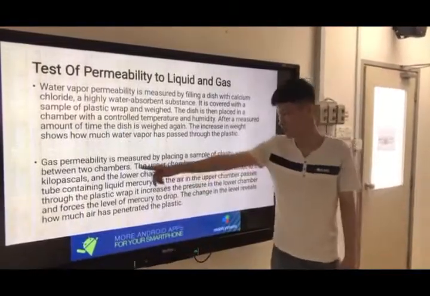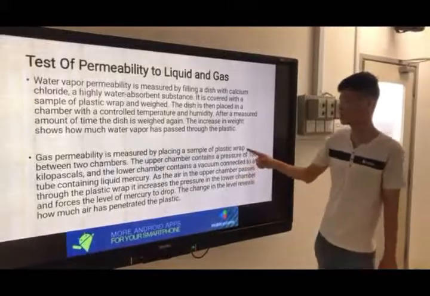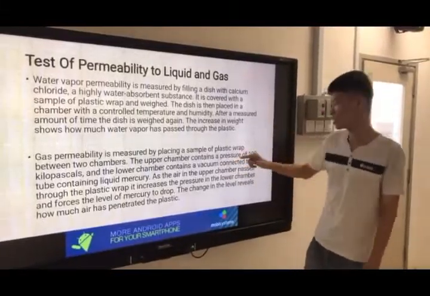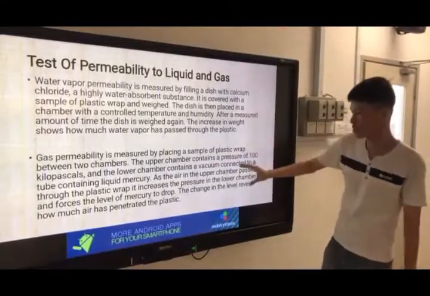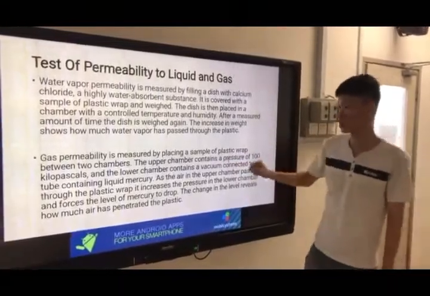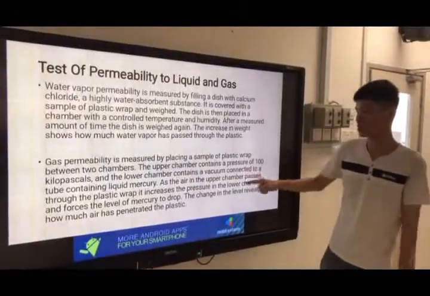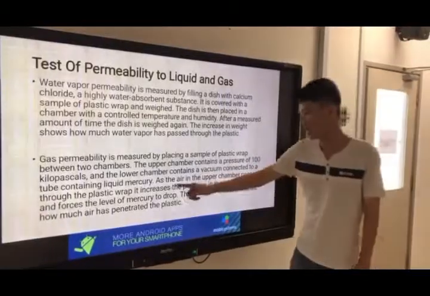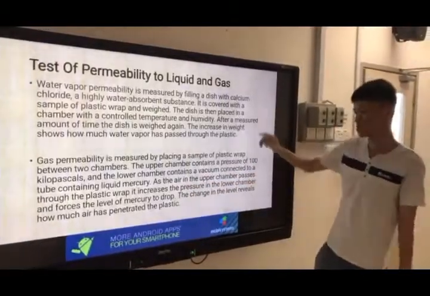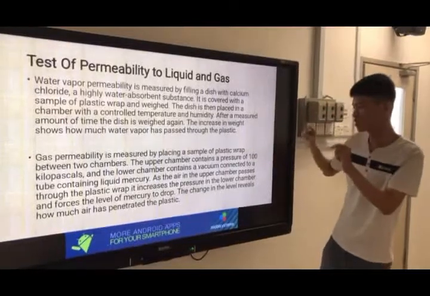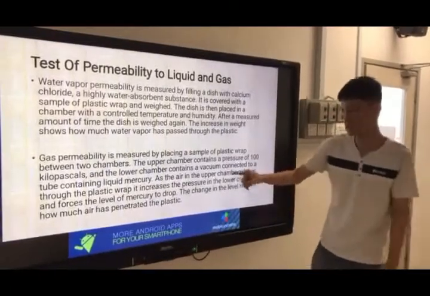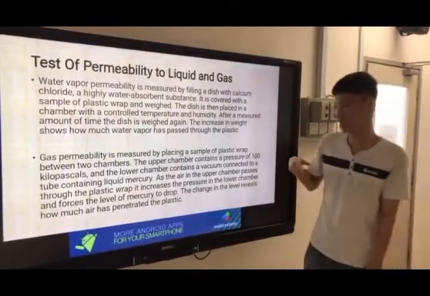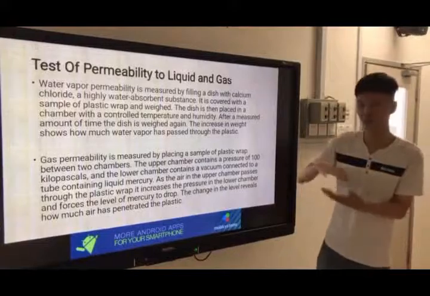And then for the second test, the gas permeability. The gas permeability is measured by placing a sample of plastic wrap between two chambers. The upper chamber contains a pressure of 100 kilopascal, and the lower chamber contains a vacuum connected to a tube containing liquid mercury. The liquid mercury is very sensitive to pressure. As the air in the upper chamber passes through the plastic wrap, it increases the pressure in the lower chamber and forces the level of mercury to drop. The change in the level reveals how much air has penetrated through the plastic wrap.